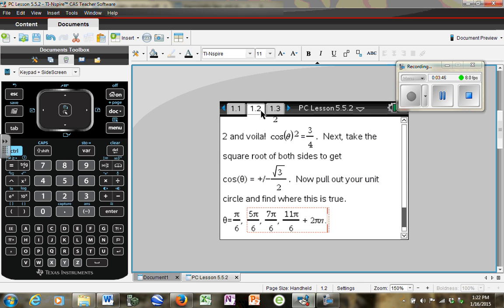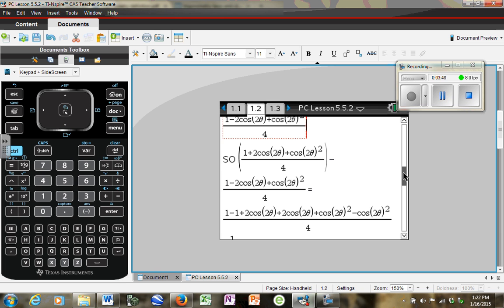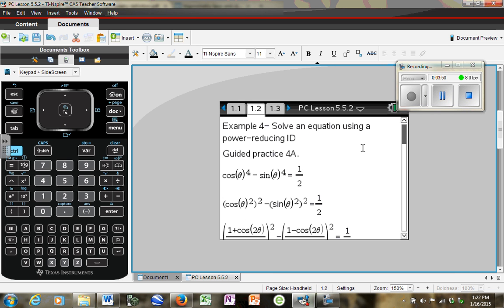Here comes example, whoa, we gotta move this up. Here comes example 4. In example 4, we're gonna solve an equation using a power reducing identity. We're gonna show that the left side equals the right side, or at least get down to the place where we can say what angles are gonna make this thing true. Now this one's pretty nasty here. For the guided practice, it's got cosine to the 4th power and sine as well. And they said that equals 1/2. You're like, what?